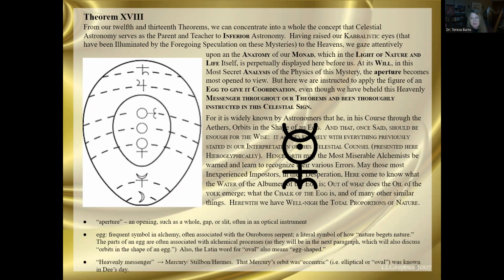If we think of the heavenly messenger that he is talking about at the end of this paragraph, he means Mercury. So let's read that. But here we are instructed to apply the figure of an egg to give it coordination, even though we have beheld this heavenly messenger throughout our theorems and been thoroughly instructed in this celestial sign.